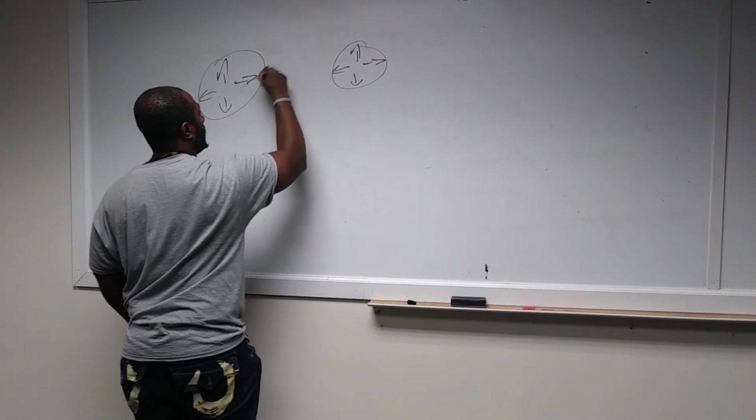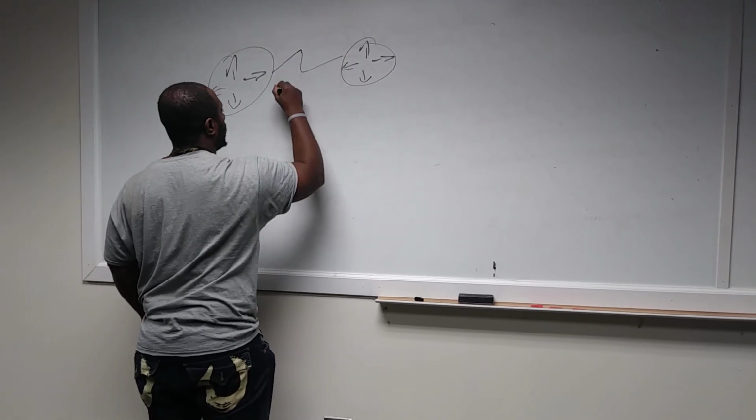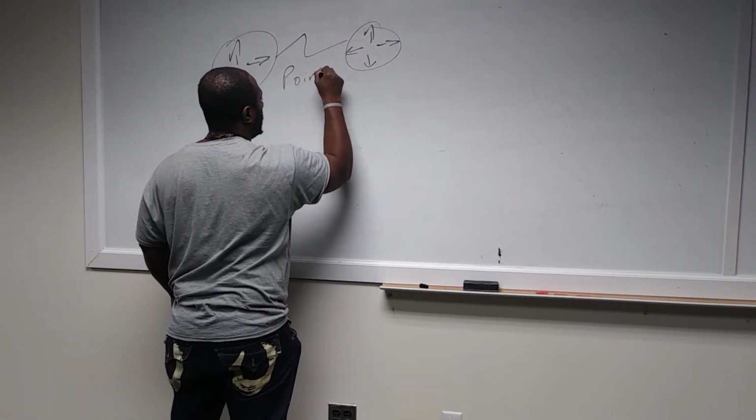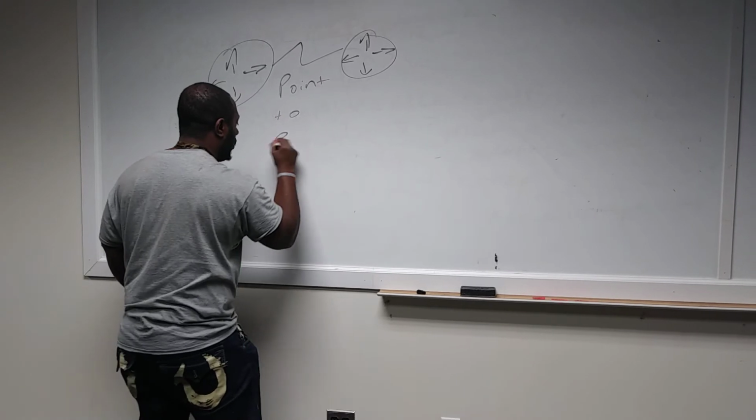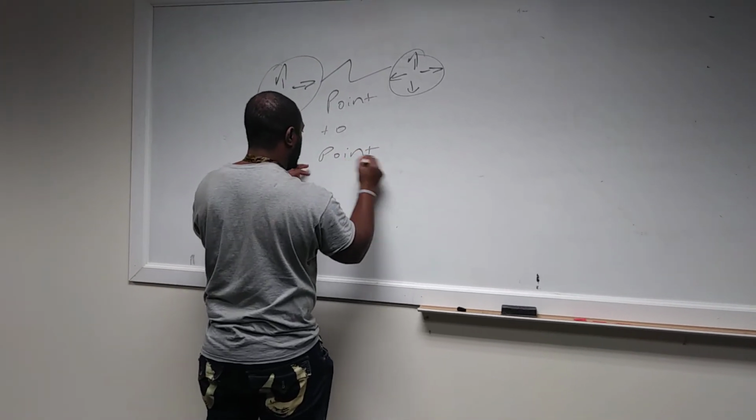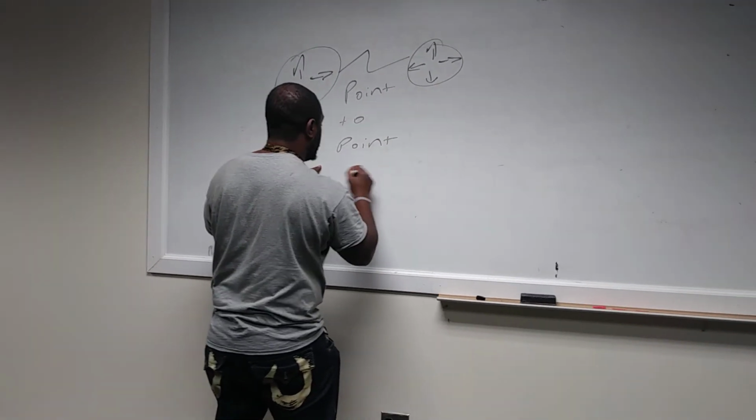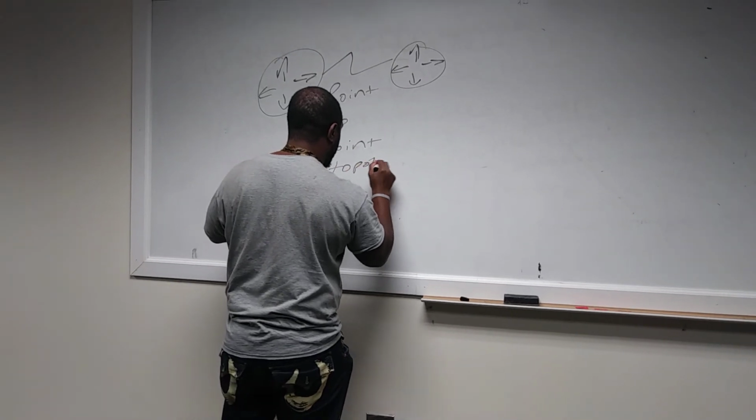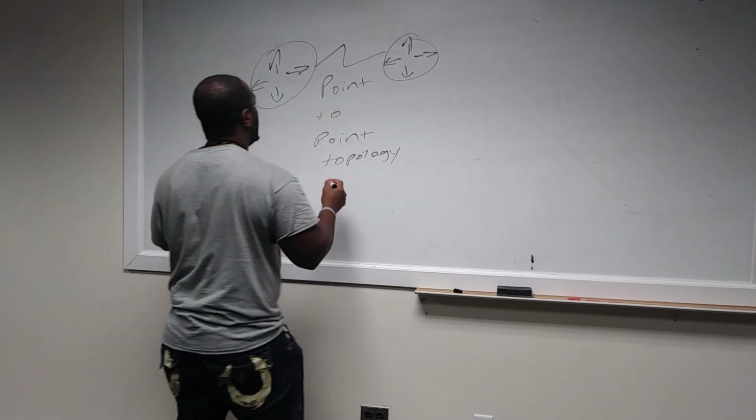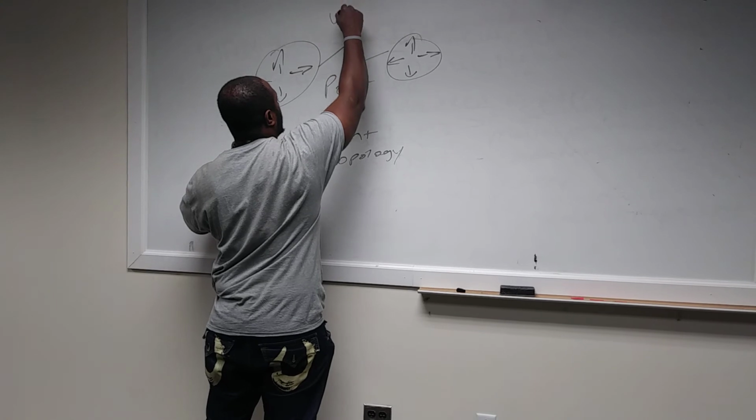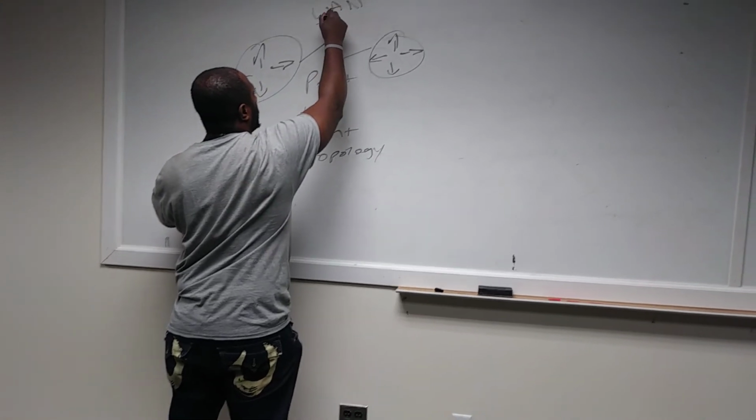And you have a serial link. This is called a point-to-point topology. Point-to-point topologies are going to be on the WAN, the wide area network.